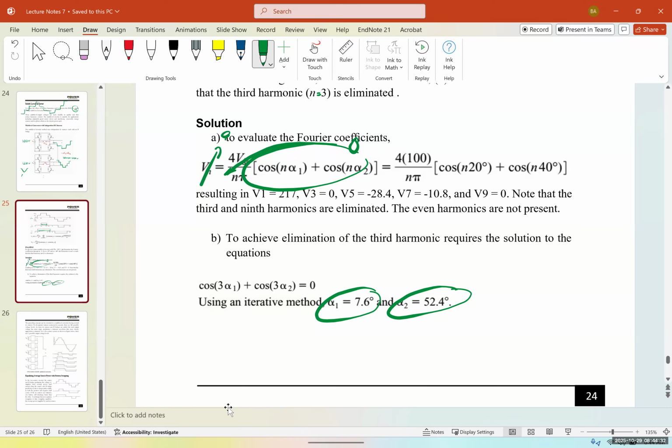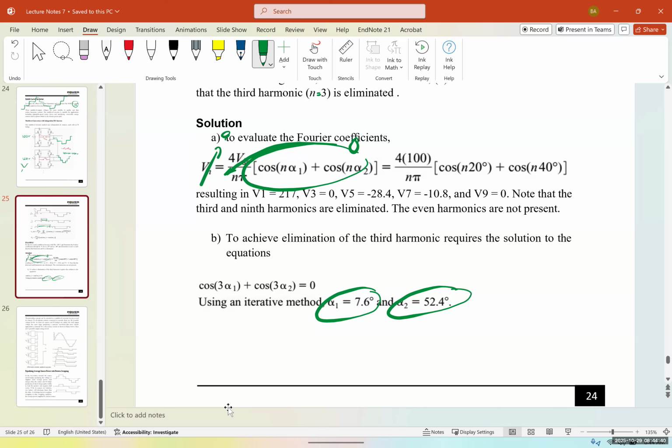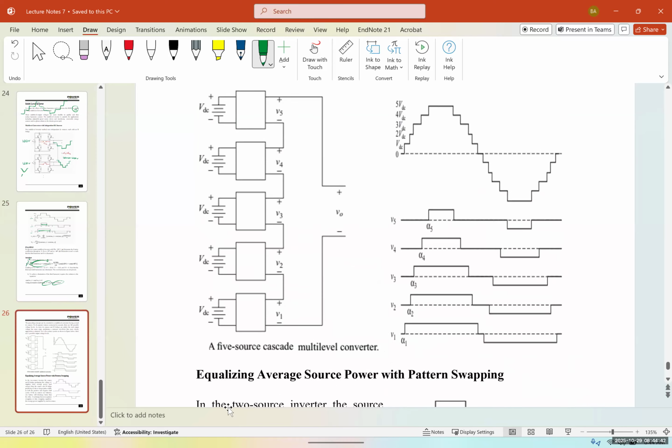And usually the harmonics that we don't want are the 3rd and 5th, which are the most destructive harmonics. After the 5th, usually they are not a big concern for us.